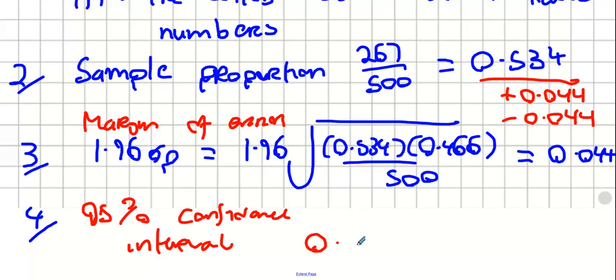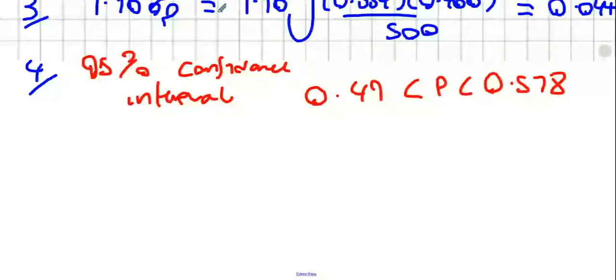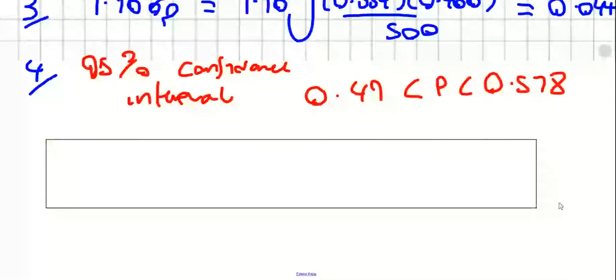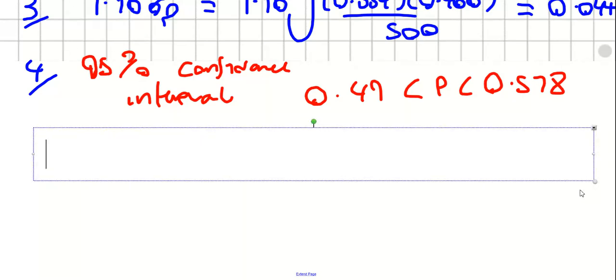0.49. And then the other one? 0.58? 0.578, right? Yeah, 0.58. All right. Now, what was our claim again? The college admits 50%, isn't it? So, what do you know about our interval? Does it contain 50%?